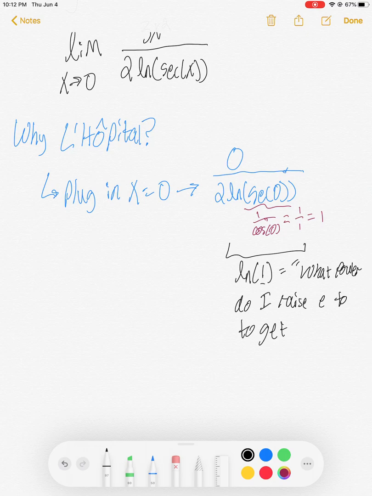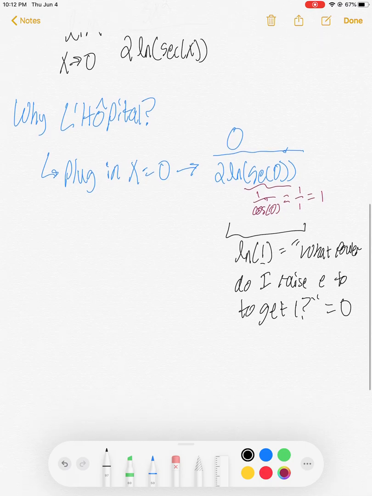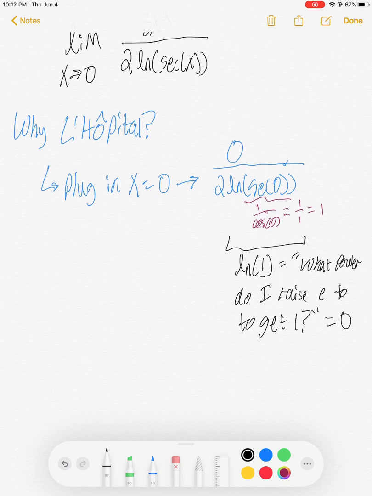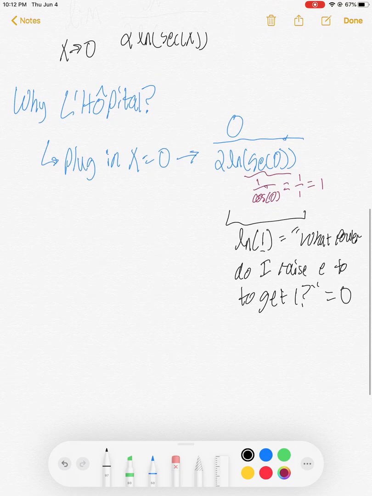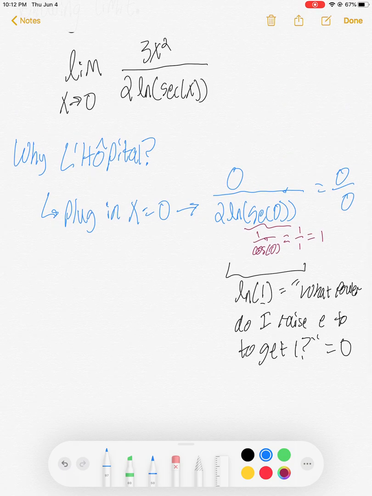Let's see, so ln of 1. Well, this is asking, what power do I raise e to get, in this case, our input 1. And e to the 0 power, it turns out, is 1, right? Just about anything to the 0 power is going to be 1. So this denominator as a whole is 2 times 0, and so this comes out to be 0 over 0.